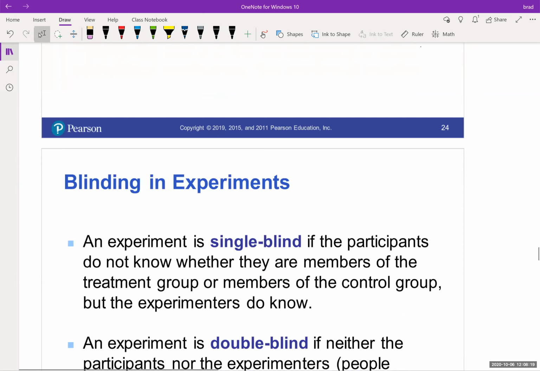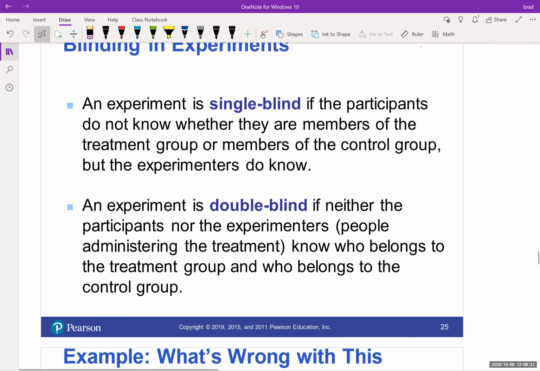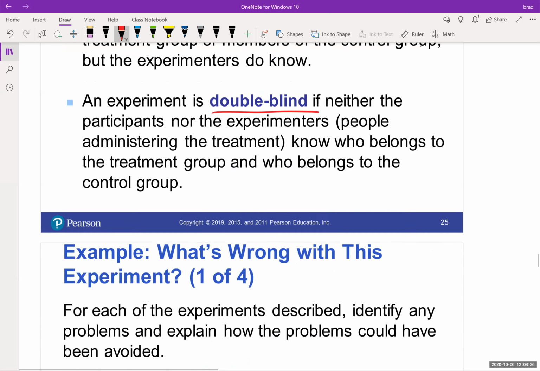Okay. An experiment is single blind if the participants do not know whether they are members of the treatment group or the control group. So I just talked about that. A double blind is if neither participants nor experimenters, the people administering the treatment, know. Okay, so I talked about that already.